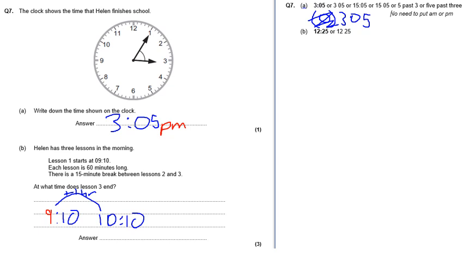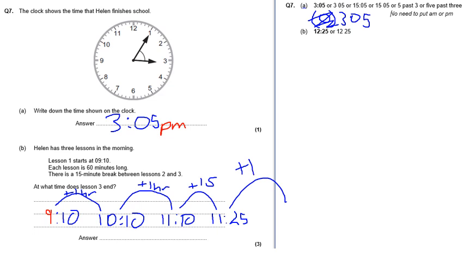Reread the question. There's a 15-minute break between 2 and 3, so that means she doesn't get a break now. So we'll go to 11:10, that's plus 1 hour. And then she'll have a 15-minute break, plus 15. And then plus another hour. Goes to 12:25. That's what time lunch break is.